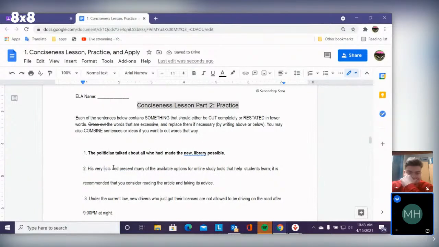His lists, we'll take that out. Lists present many of the options. You don't even have to say available options. Many of the options for online study tools that help students learn. Now, there's a semicolon. If I wanted, I could make this a second sentence. It's kind of wordy. It is recommended that you consider reading the article and taking its advice. So let's take that out.